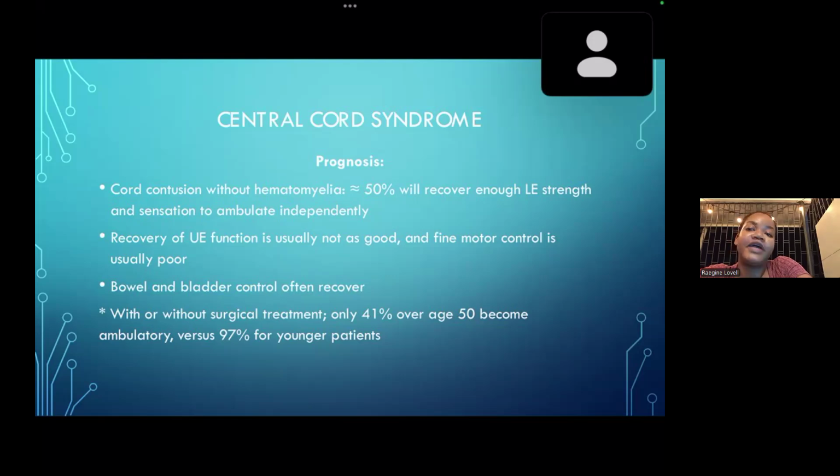Recovery of the upper extremity function is usually not as good as expected, and fine motor control is usually poor. Bowel and bladder control often recover, and with or without surgical treatments, only 41% over the age of 50 become ambulatory as compared to 97% of younger patients who will become ambulatory.